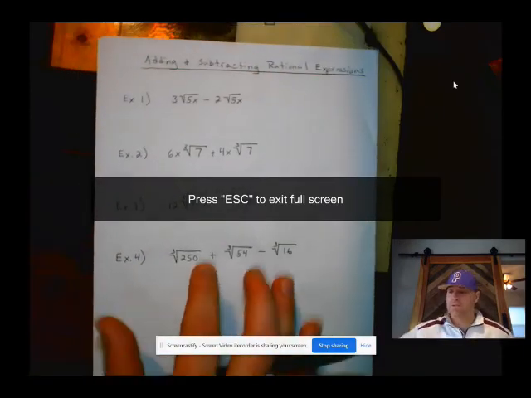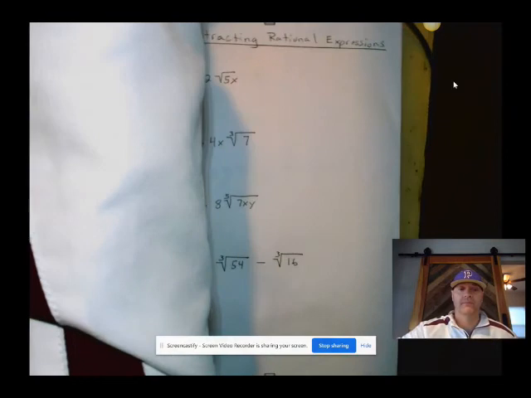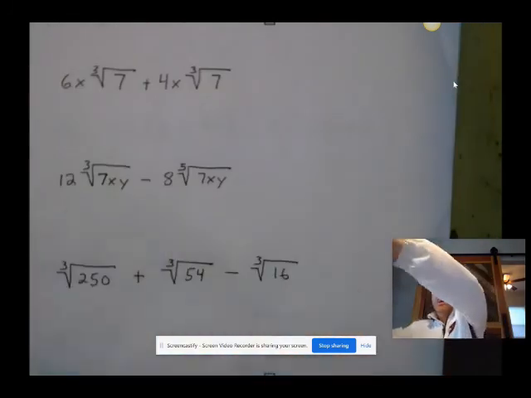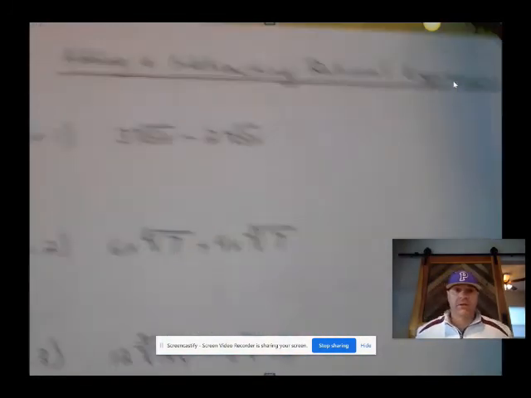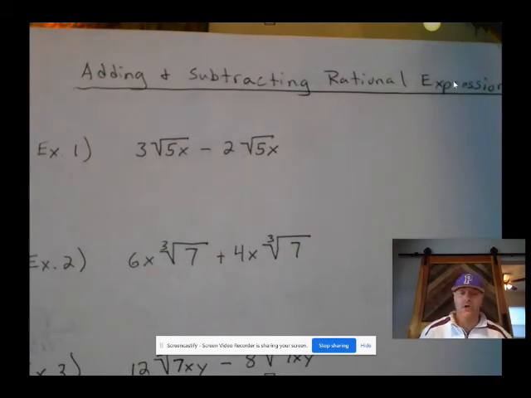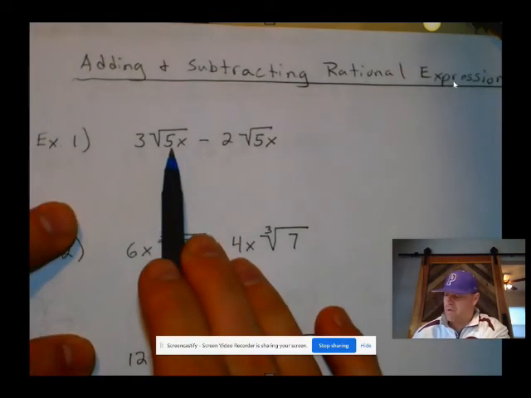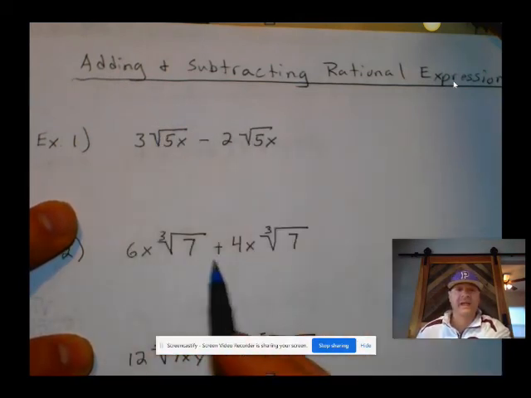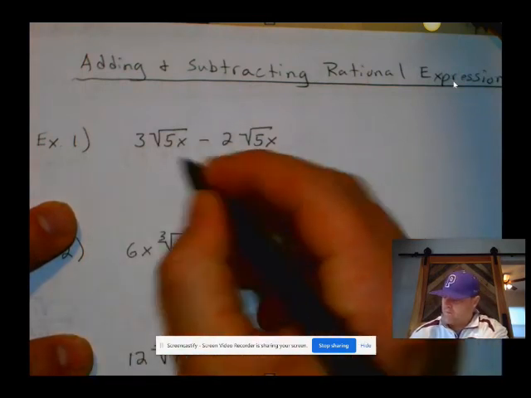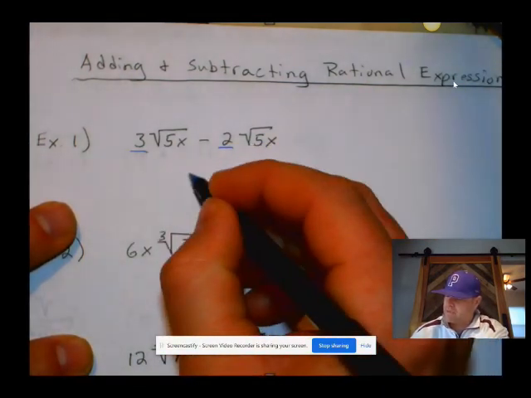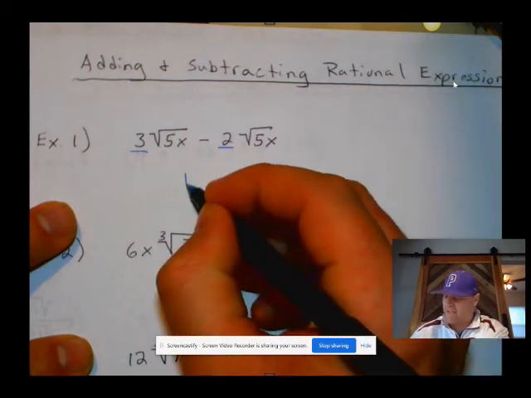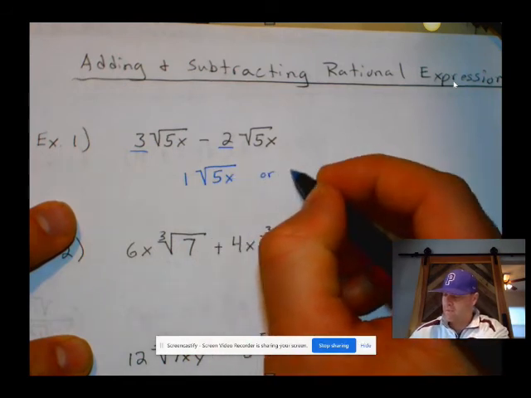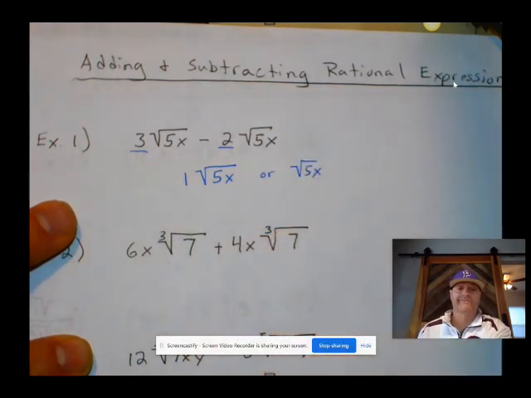So zoom in, and here we go. Number one, right here, all they're asking us to do is add or subtract these. So first thing we're looking for is the same number underneath the radical sign, which yes, we do, and the same index, and these both have 2. So when that's the case, we can go ahead and combine them. Therefore, we can take 3 and 2, and we're going to subtract those, and it's going to give me 1. I don't really need to write the 1. I can write the 1 on the outside and say 1 root 5x, or you can just write root 5x. That should be pretty simple.